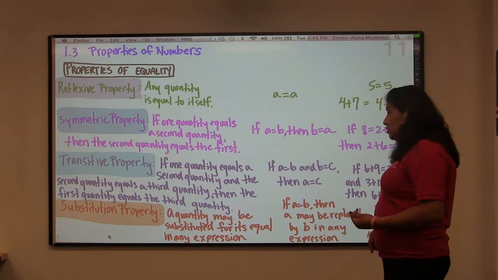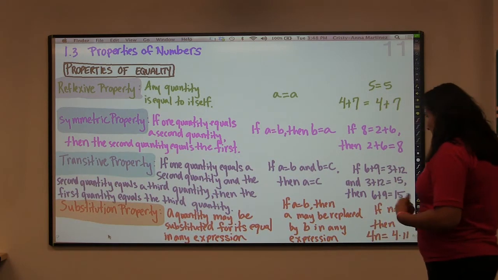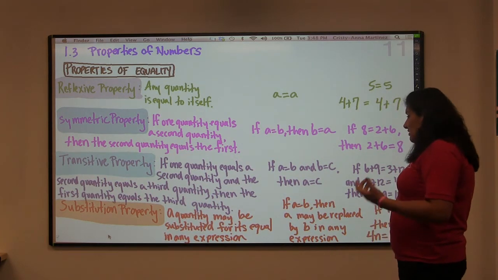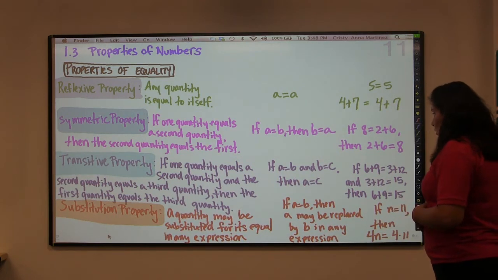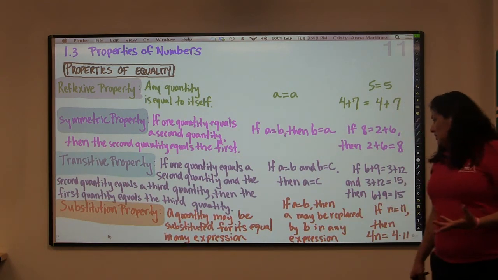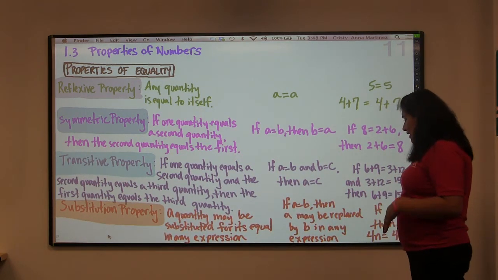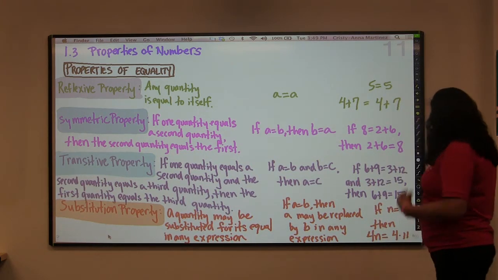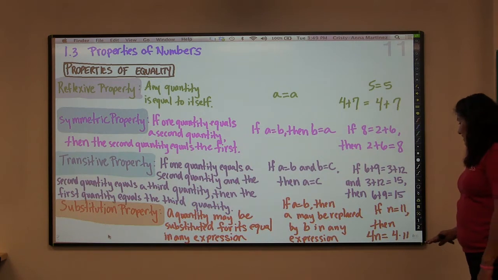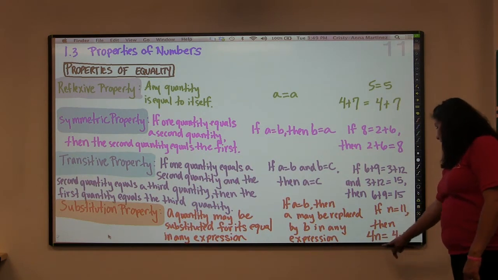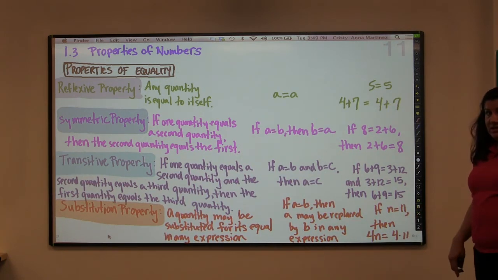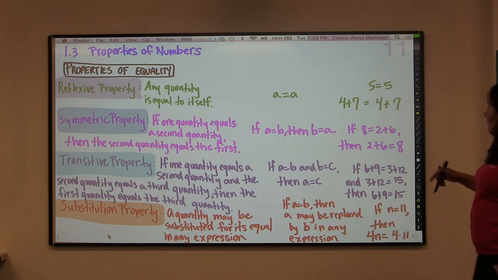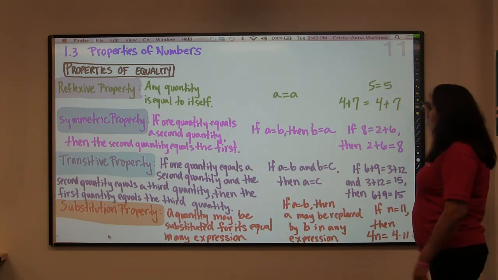And then we have the substitution property, which basically says that a quantity may be substituted for its equal in any expression. So if A equals B, then I can replace A with B in any expression I want. An example here is if n equals 11, then in the expression 4 times n, I can replace the n with an 11 and get 4 times 11. So those are your properties of equality. You want to write them down in your notes.